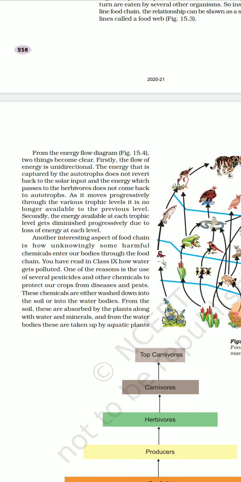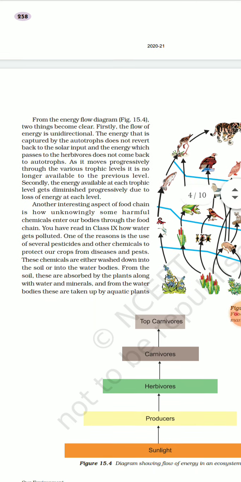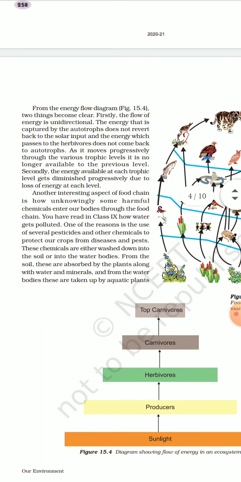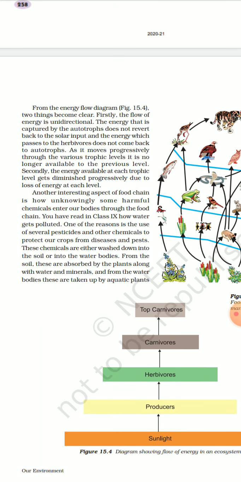Secondly, the energy available at each trophic level gets diminished progressively due to the loss of energy at each level. As we talked about, an average of only 10% is retained by the consumer. So at every level there is a decline in the amount of energy that is stored, and by the time it reaches the top level, that is the tertiary consumer, it almost completely vanishes.